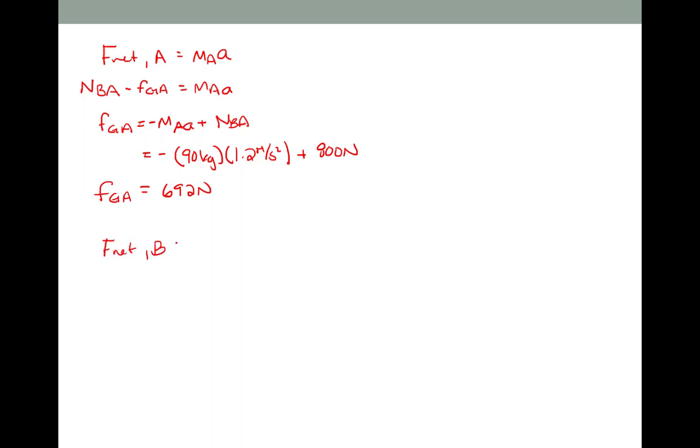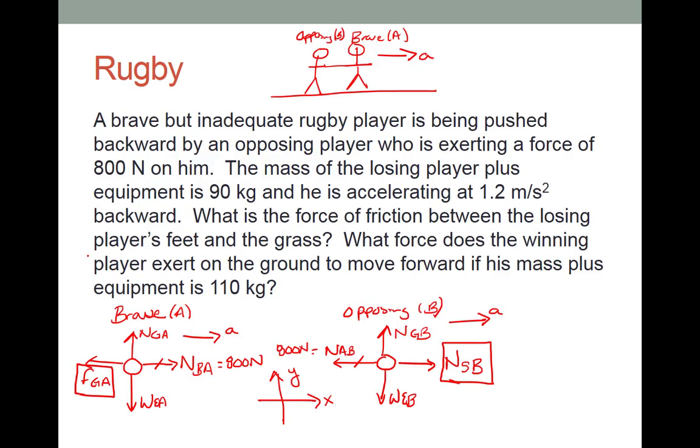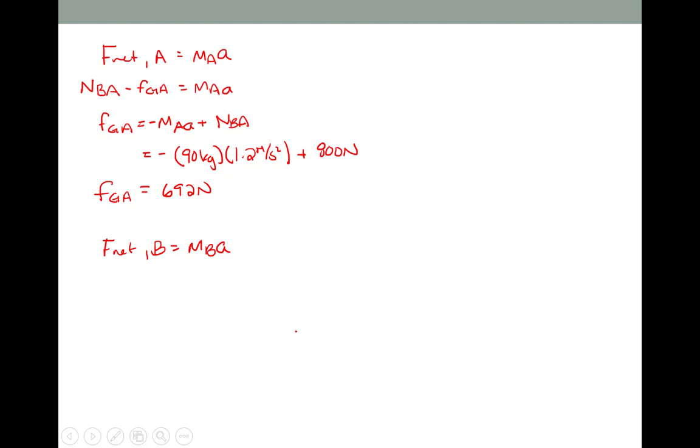On the opposing player, player B, F net on player B has to be the mass of B multiplied by his acceleration. We have two forces in the direction of the acceleration there. We have the normal from the sod and the normal from between the two players. The one from the sod is in the direction of the acceleration, so we put it first. Subtract off the interaction between the two players. That has to equal his mass multiplied by acceleration.